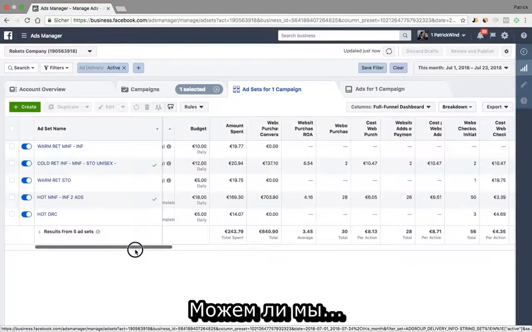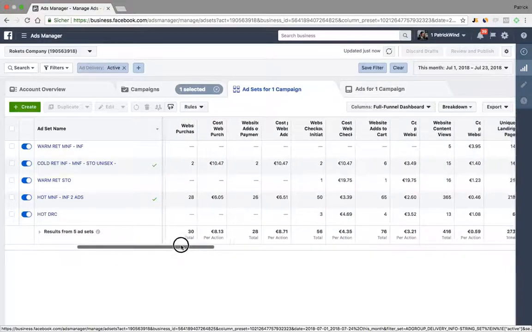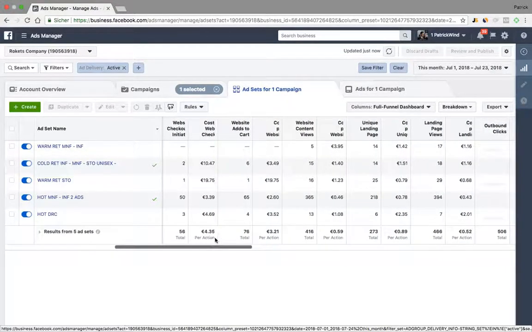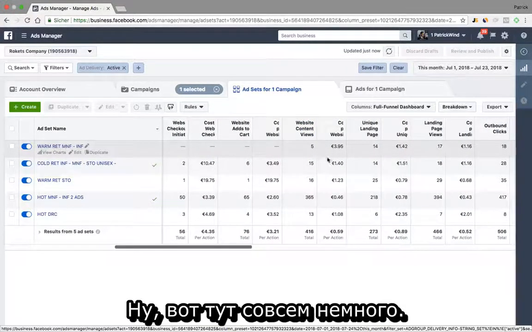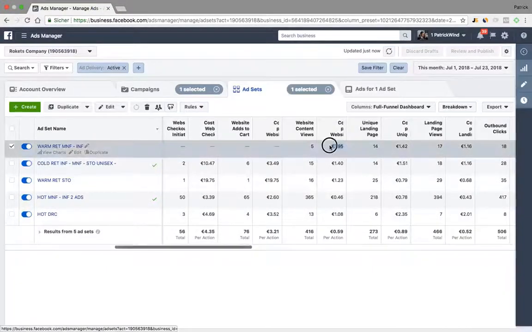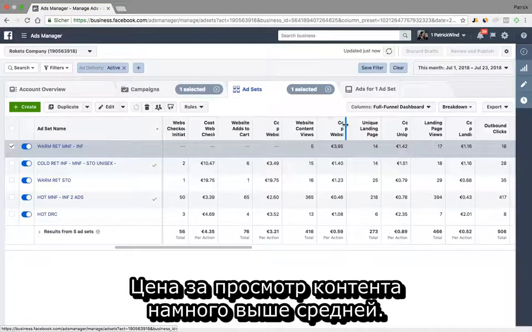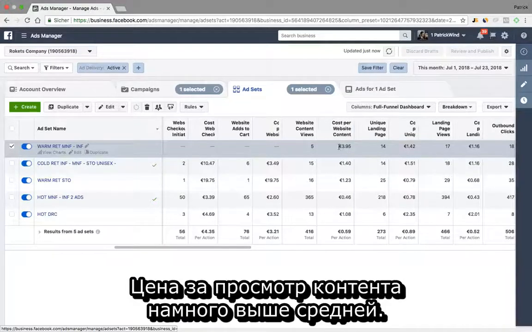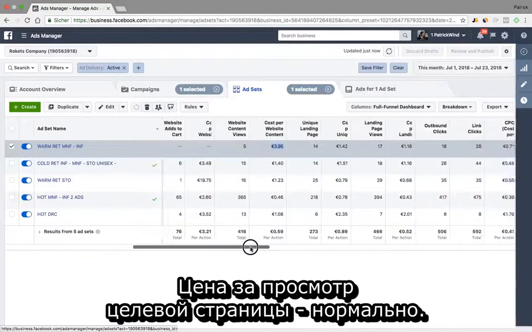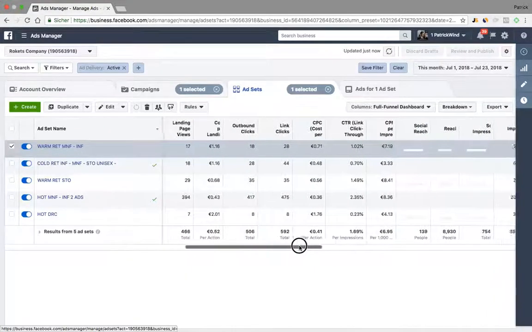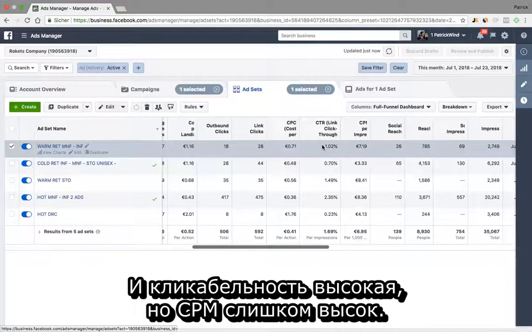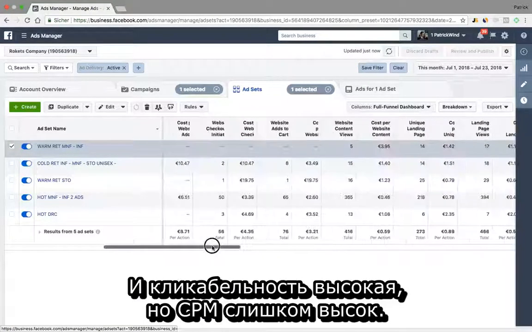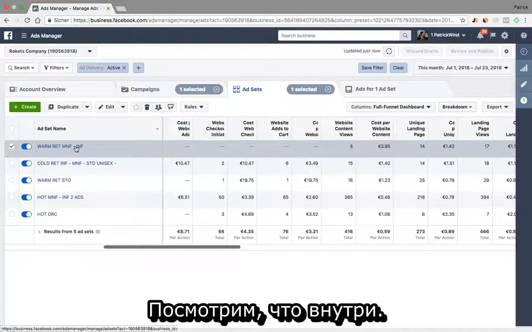Question is, can we increase them or not? Well, actually this one not too much. The cost per website content view is much higher than the average. Cost per landing page view as well. Even though I got a high click-through rate, the CPM is very high. So let's see what we have in here.